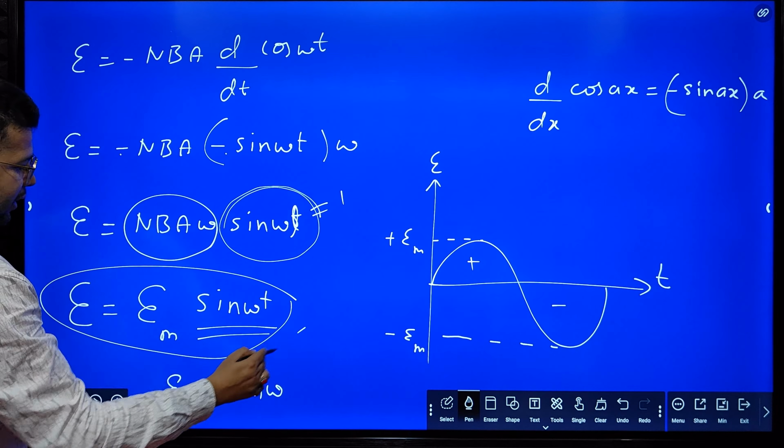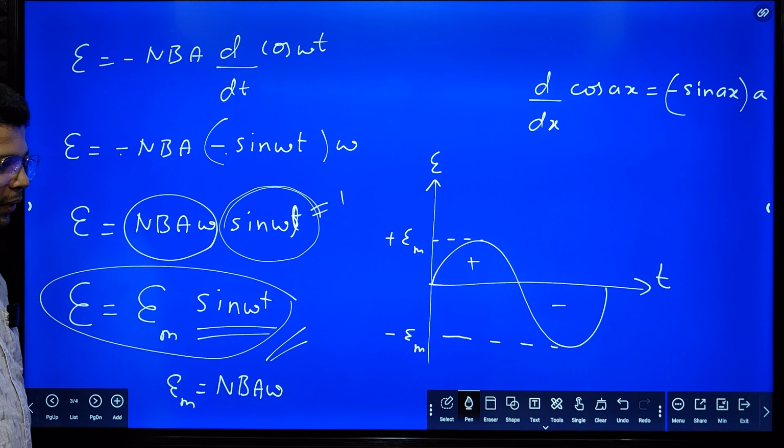Yeah, now this is the final expression. E is equal to Em sin omega t. So this is the theory of AC generator.